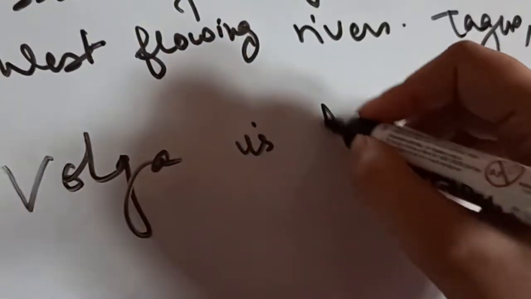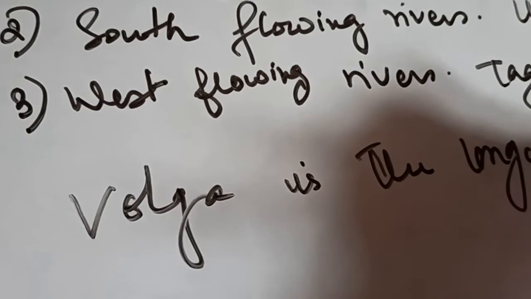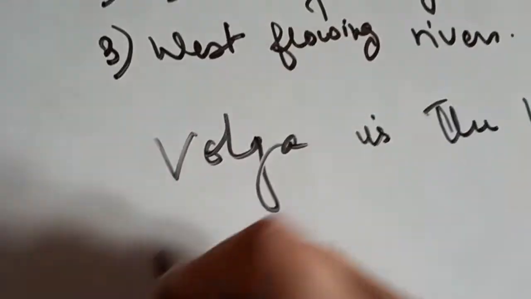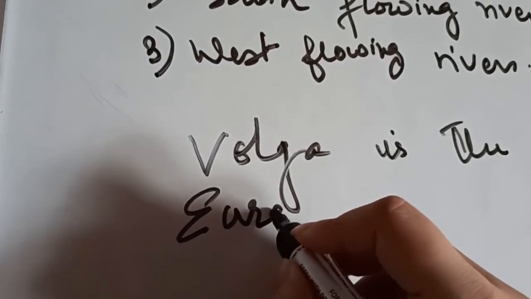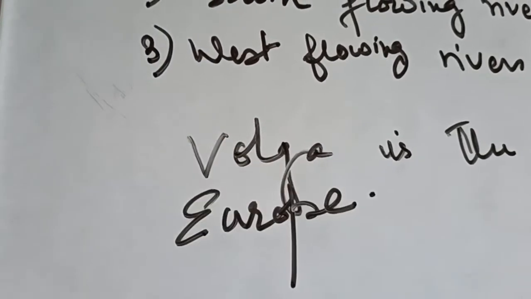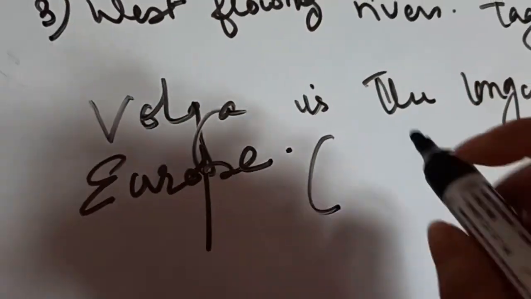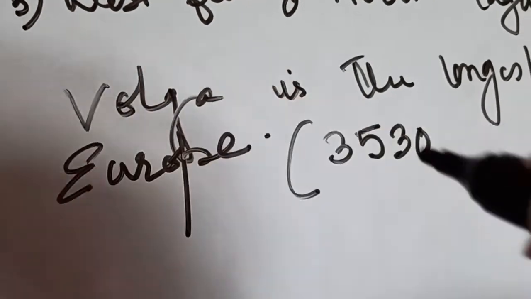River Volga is the longest river of Europe. The total length of this river is about 3530 kilometer.